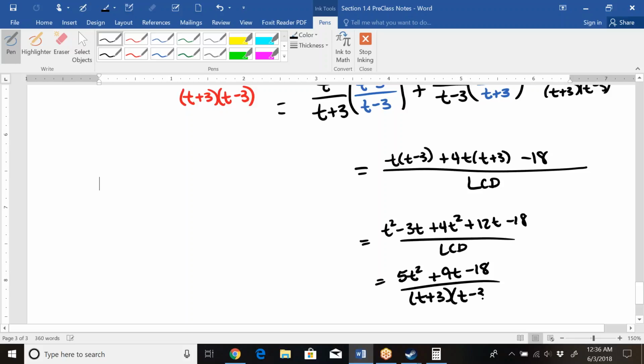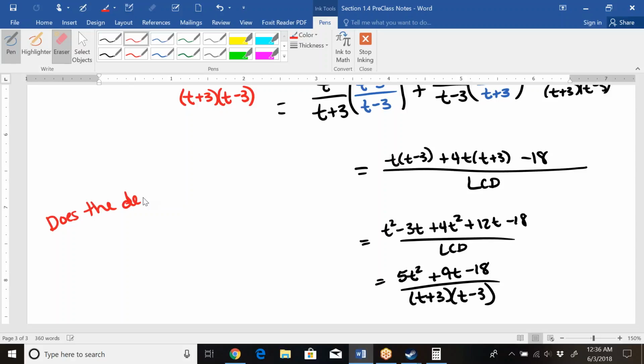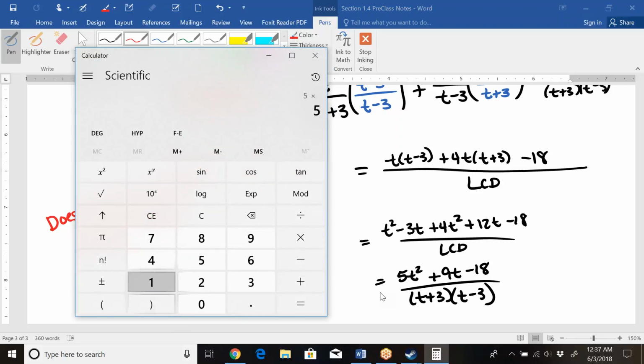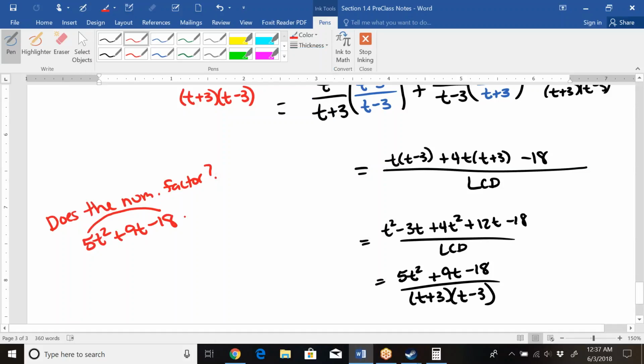Now, word of caution. You must always check to see if the numerator factors, because if it does, it could cancel with something in the bottom. It may not, but it could. So does the numerator factor? That's what we need to ask for this last part. So to check that, and again, like I said, we are going to cover factoring in class, so you'll get more practice with these skills. If you have a non-1 in front, you do what we call the AC method. You do 5, which is the front number, times the constant. So 5 times 18, and it's a negative 18, so it's going to be negative 90.